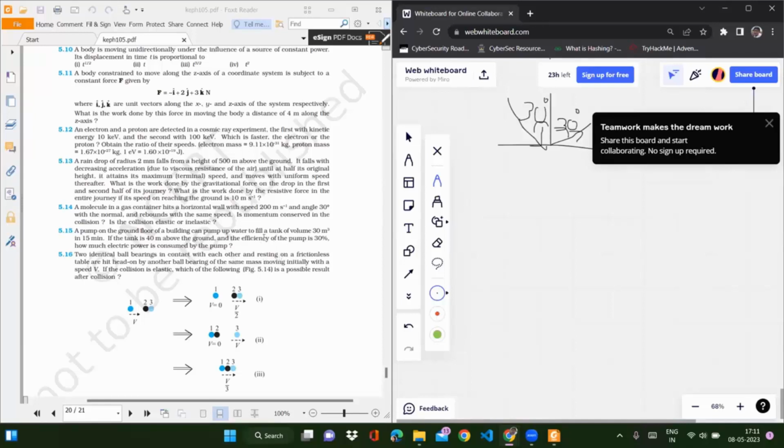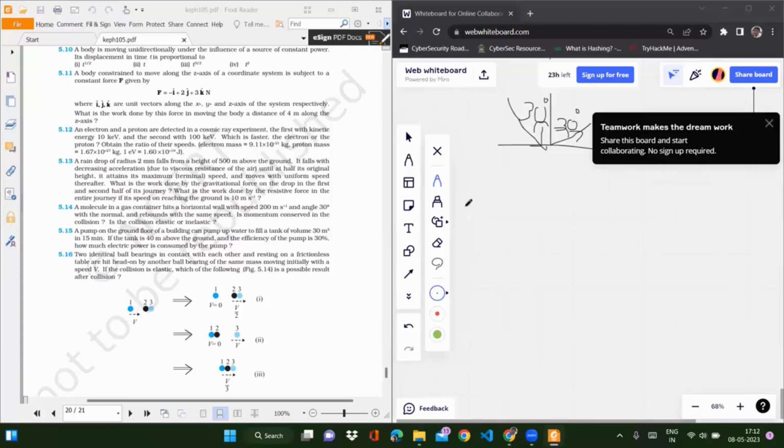It is given that the pump is not efficient, meaning 100% efficiency is not there. Only 30% of the energy which is provided to the pump, it utilizes in the work done, meaning it utilizes it to fill the tank by lifting up the water, by pumping up the water. So firstly, for this, we should know the mass of the water.